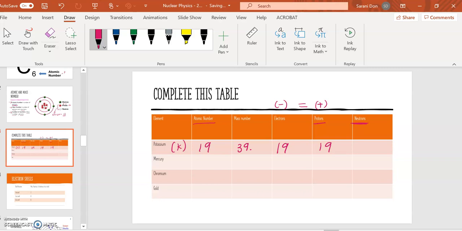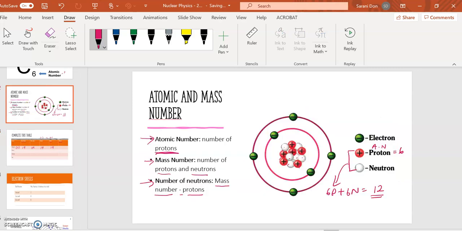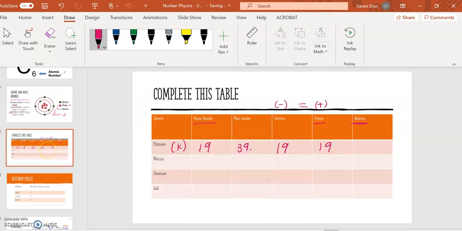To find the number of neutrons, if you go back to the slide, the number of neutrons is found by getting the mass number and subtracting protons from it. The mass number here was 39. The number of protons is 19. So 39 minus 19 is 20. That's how many neutrons it has.